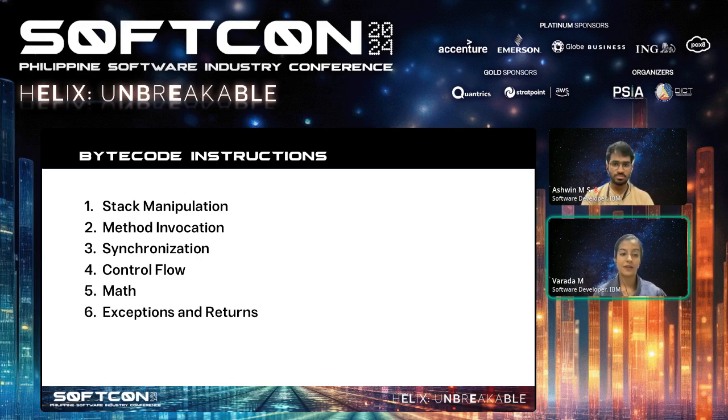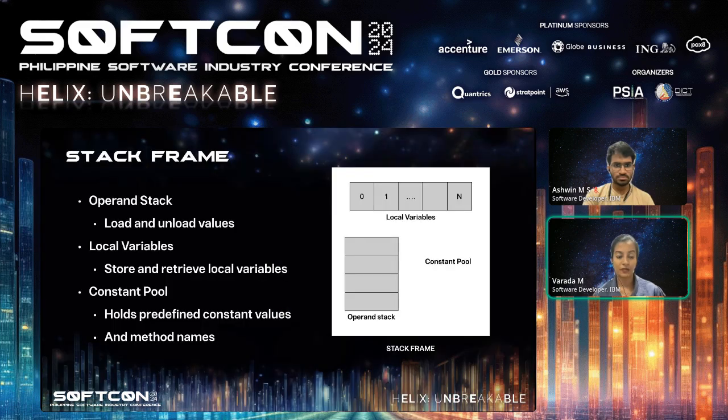So basically, everything on source code is read from left to right, whereas on bytecode we take it as in backwards. Then we talk about synchronization. We will deal with the bytecode instructions for synchronized methods or blocks, and then we have control flow. In control flow, we talked about the bytecode instructions for all kinds of jumps and ifs, and we have math and then exceptions and returns. Moving on, let's talk about each one of them.